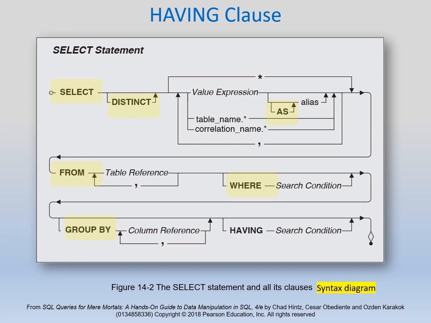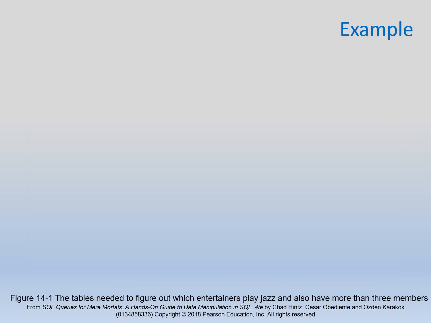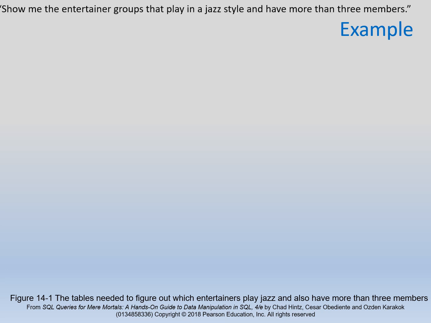This is the select statement syntax diagram that we have been working with all semester. What is new is the addition of the having clause after the group by clause. Let's look at an example. The request is, show me the entertainer groups that play in a jazz style, here's one condition, and have more than 3 members, and this is a second condition.